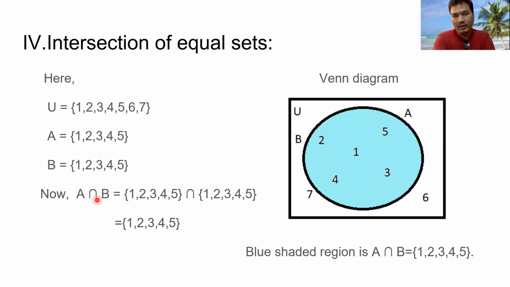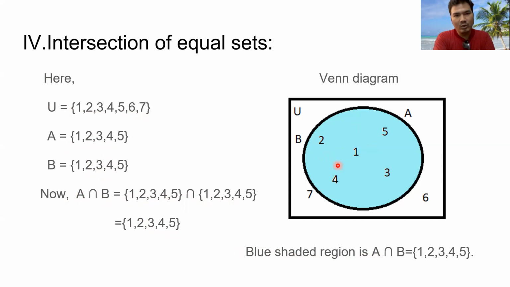Look here. Now A intersection B equals 1, 2, 3, 4, 5 intersection 1, 2, 3, 4, 5. And what will be their intersection? The common elements are 1, 2, 3, 4, 5. And right here, the blue shaded region is A intersection B, because this set represents set A also, and set B also. That's why 1, 2, 3, 4, 5 is the common part.